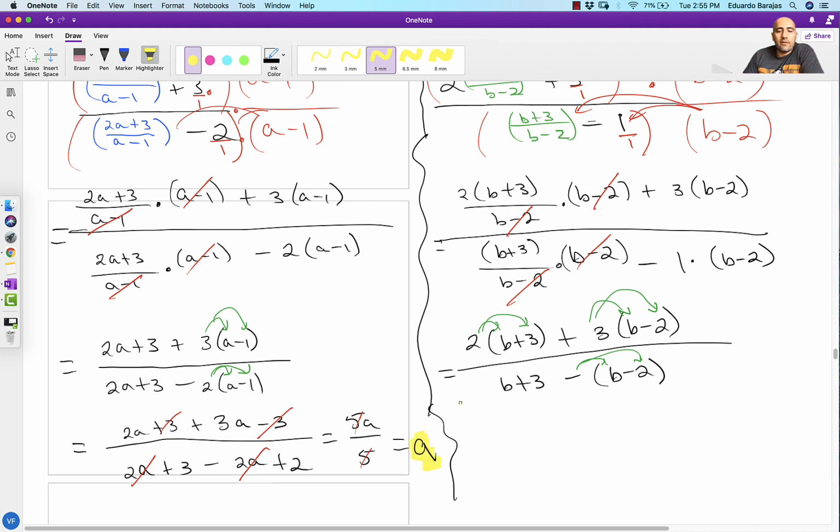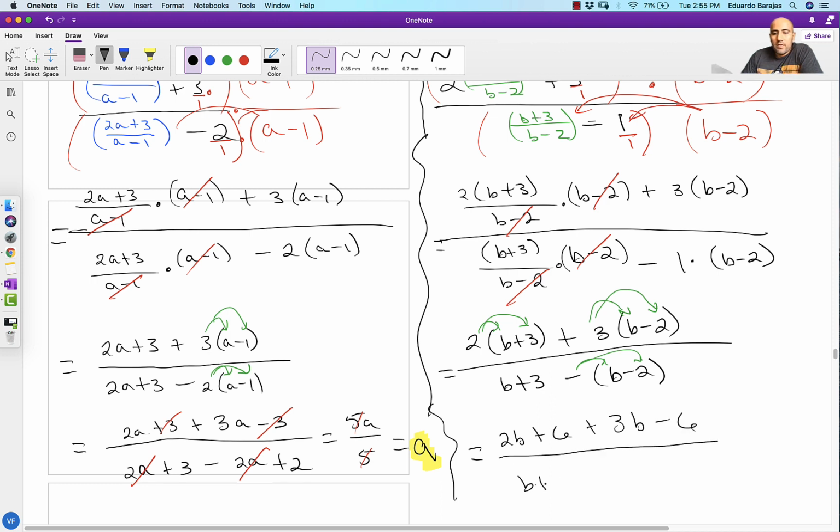Started out with a, ended up with a. Okay, on the other side, I'm hoping to end up with b. So this ends up being 2b plus 6 plus 3b minus 6, all over b plus 3 minus b plus 2. And now the b's cancel here, plus b minus b. And 2b plus 3b is going to be 5b.